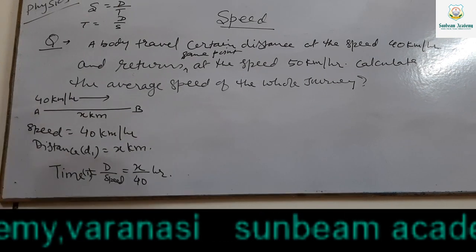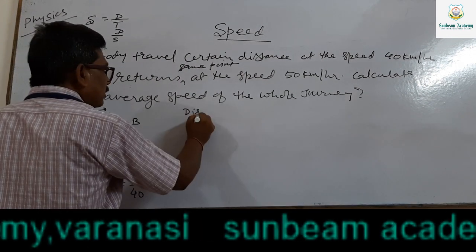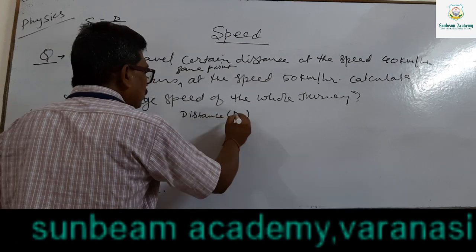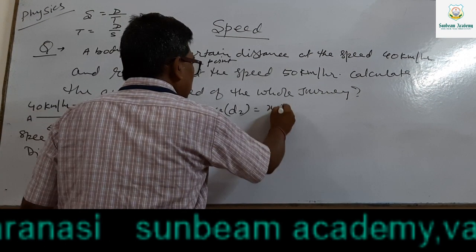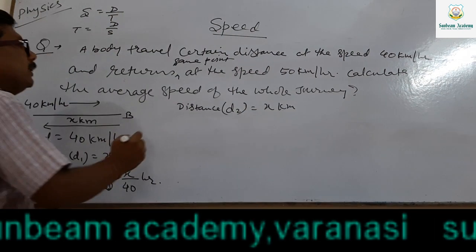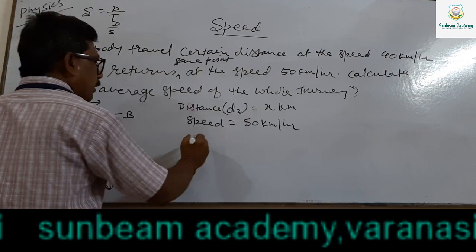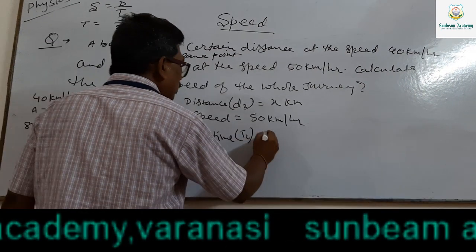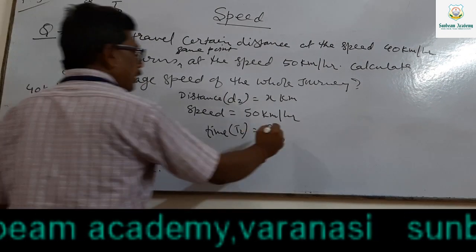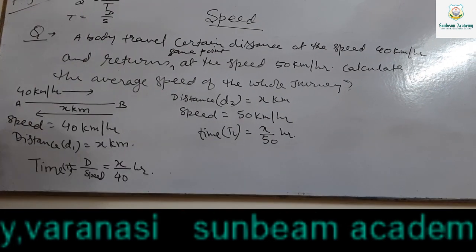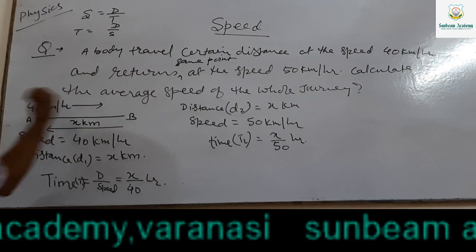Now, when it returns, on returning also, it covers a distance D2. In returning also it covers x kilometer. A speed of returning journey is 50 kilometer per hour. Now time, that is T2, will be how much? Distance upon speed, distance is x upon 50. Now see, now I have got the time taken for ongoing journey and returning journey.